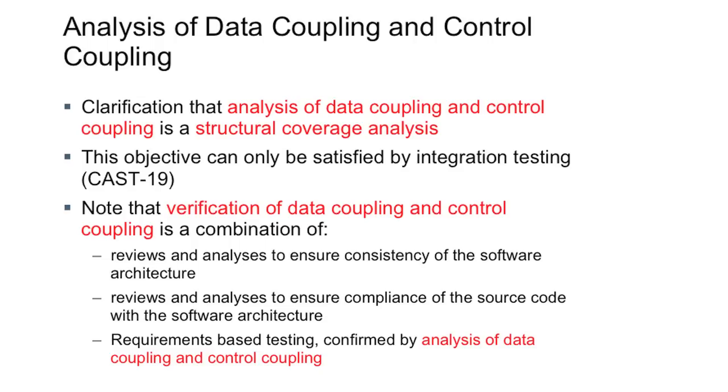There are actually three objectives that relate to data coupling and control coupling. One is that you have to do reviews and analyses of your software architecture to show that data flow and control flow within your design is consistent. You need to do reviews and analyses of the source code to show that the control flow and data flow in the source code matches what you said you were going to do in the design. And finally, you need to do requirements-based testing, which is confirmed by this analysis of data coupling and control coupling to show that you've actually exercised all of the coupling in the code.